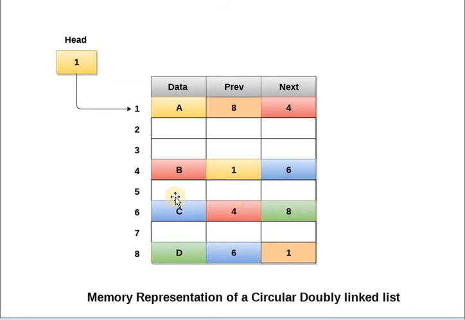What will be the previous address? 4. Next address will be 8. Now D. So D is the data. Previous address is 6. The next address will be 1. So this first node contains the address of which node? Last node, and the last node contains the address of, see here, 1. 1 is the address of the first node. This is the memory representation of the circular doubly linked list.